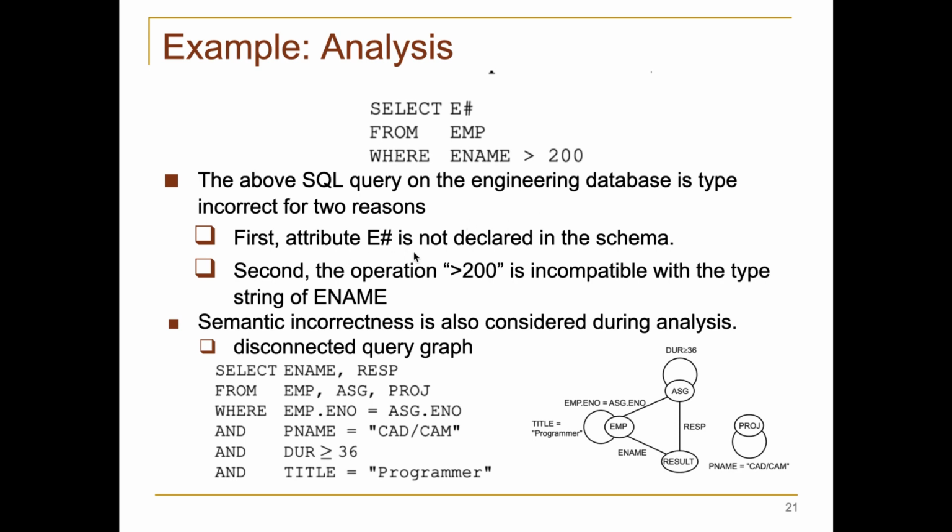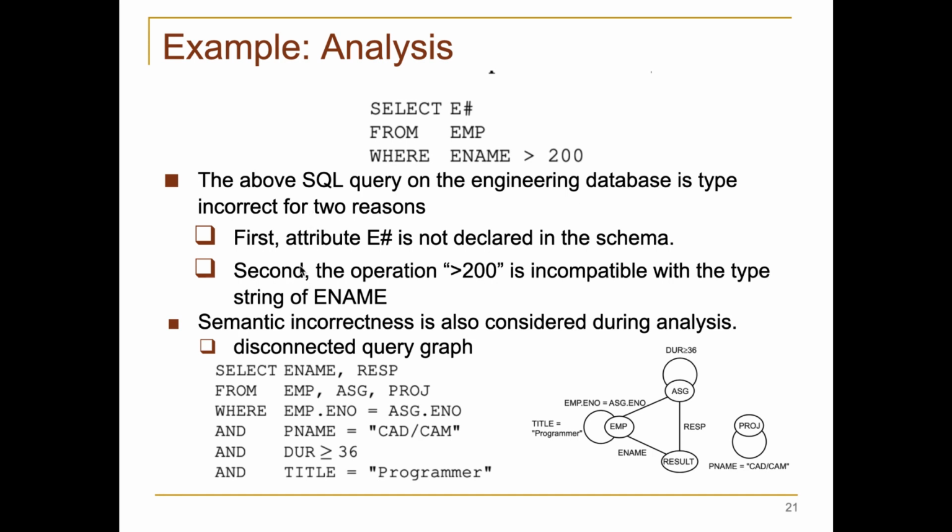So the first reason is that the attribute e hash is not declared in the schema. The other reason for us to label this query as incorrect is that the where condition or the selection operation operates on an attribute ename, and as we know, ename is a varchar type attribute, but we are giving it a value whose domain is different, which is a number.